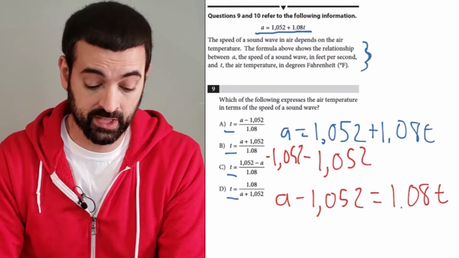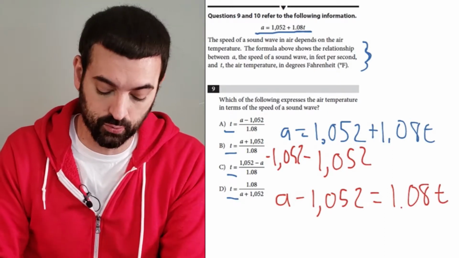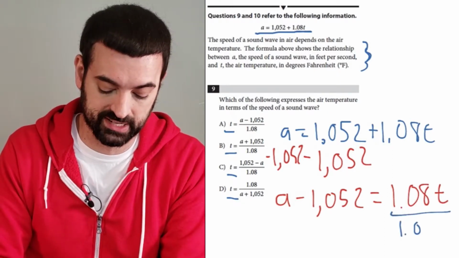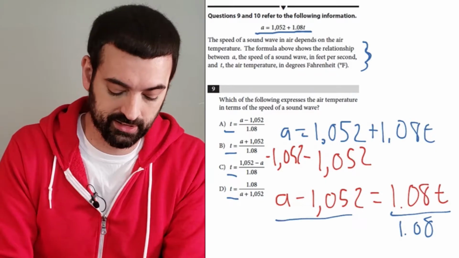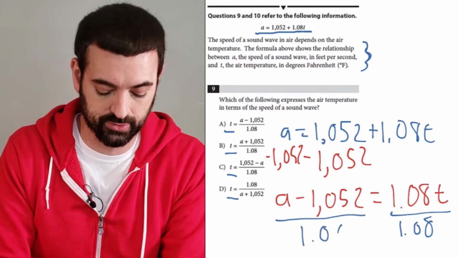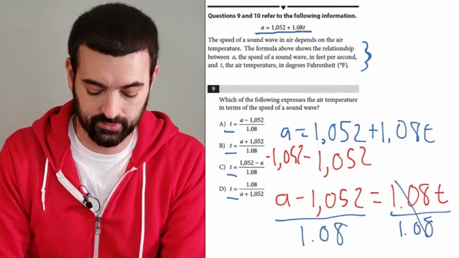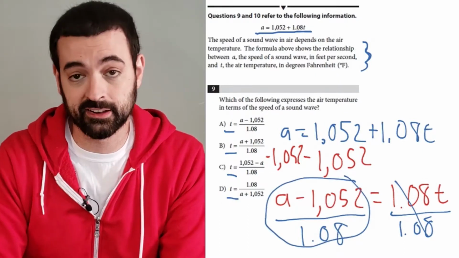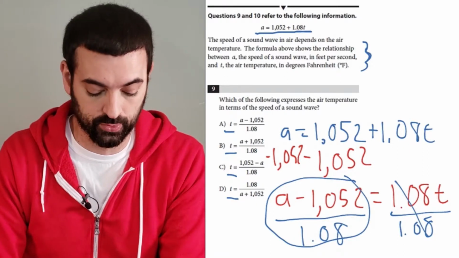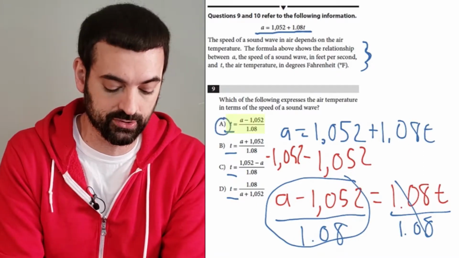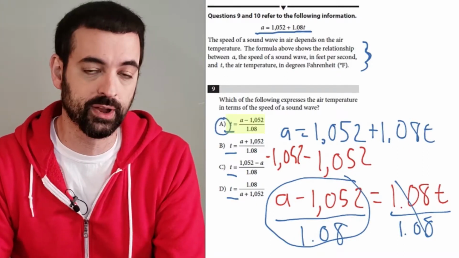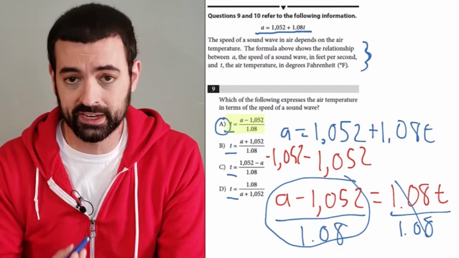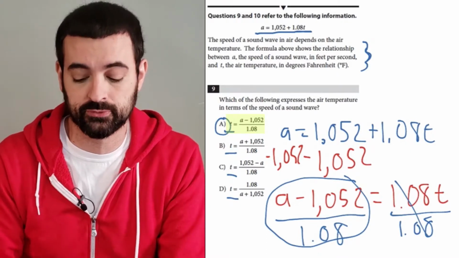We want to get t all by itself, so we need to take one more step. We need to divide both sides by 1.08. Right side cancels. T equals A minus 1052 over 1.08. Hey, that's answer choice A. Like I said, there's a couple different ways you can tackle this, but don't be scared to do the algebra. You've been doing it for a long time.